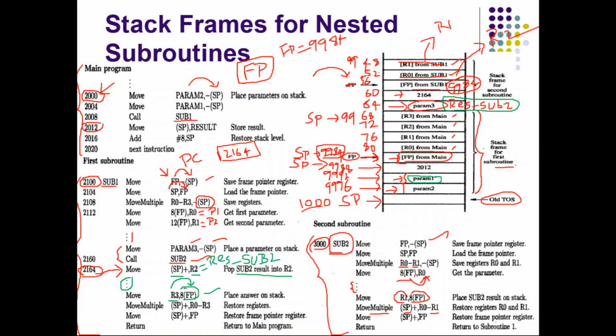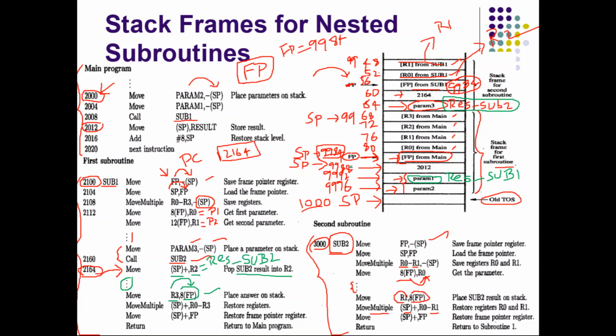So the result from R3 is stored here. The result of subroutine 1 is stored here. Let me call it the result of subroutine 1. It is stored in this location. The result of subroutine 1 is stored here.